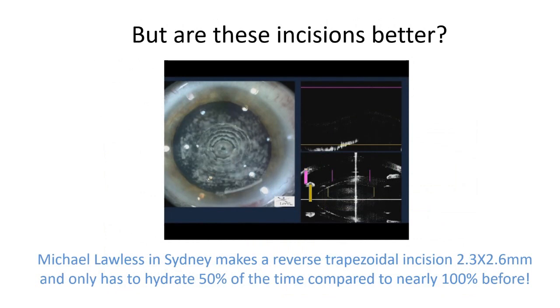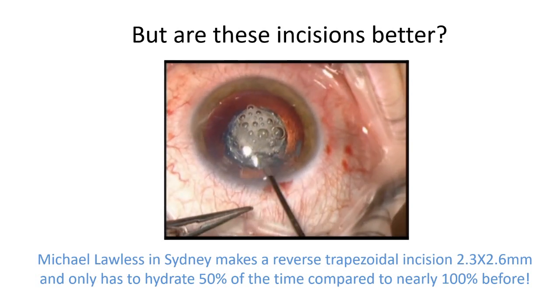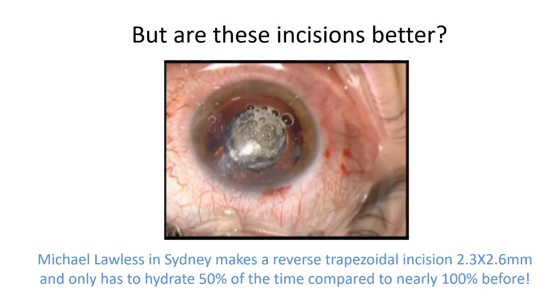Some have claimed that the incisions that you can achieve with a femtosecond laser are actually better. And Michael Lawless in Sydney, who makes a reverse trapezoidal incision that was 2.3 millimeters by 2.6 millimeters, said that he only had to hydrate 50% of the time compared with 100% before. Well, as you will have heard, I don't routinely do this with the incisions I can create with my steel knife.